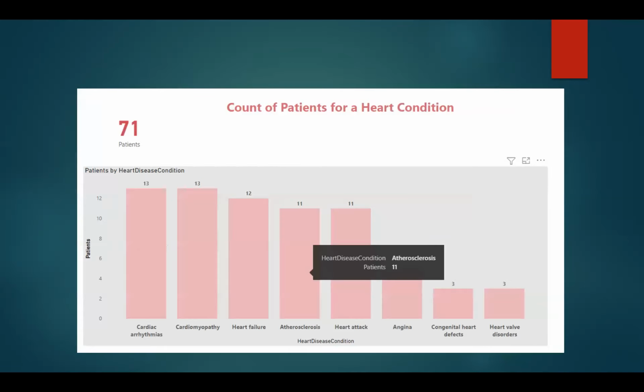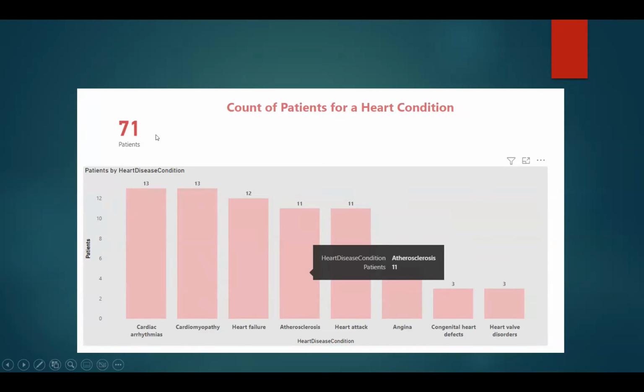Moving to the next graph, here we can see the count of patients with the heart condition. So here we are able to see that there are 13 patients who are diagnosed with cardiomyopathy. They are suffering from this heart condition.